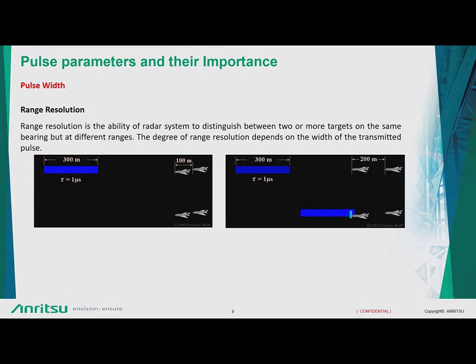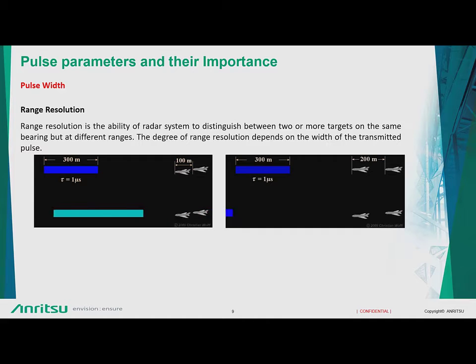So in the first image on the left hand side, if your pulse width is roughly around 1 microsecond, then if there are two targets at a spacing of 100 meters, you will only see one reflection coming back, because the pulse length is roughly around 300 meters, right? But if you have two targets which are at a distance of 200 meters, then you will basically see two reflections.